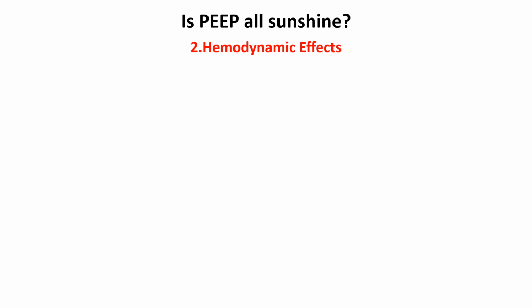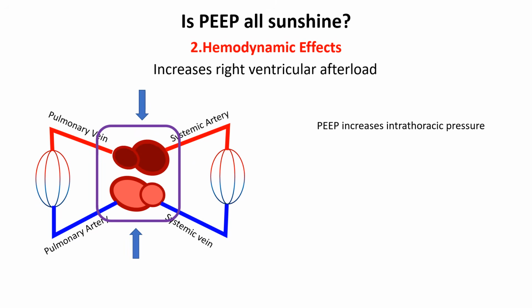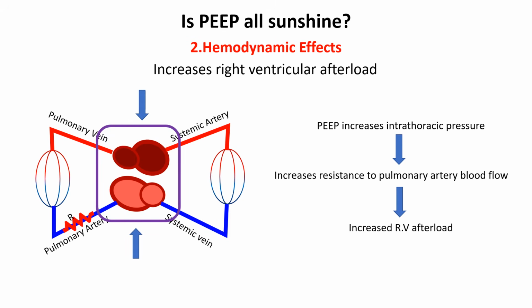In patients with pulmonary hypertension or right heart dysfunction, the right ventricle already struggles to pump blood into the lungs due to increased pulmonary vascular resistance. High PEEP further raises intrathoracic pressure, which compresses pulmonary blood vessels and increases pulmonary vascular resistance. As a result, the right ventricle has to work harder to push blood forward, leading to increased right ventricular afterload. This added strain can worsen right heart failure, making it more difficult for the heart to effectively circulate blood.